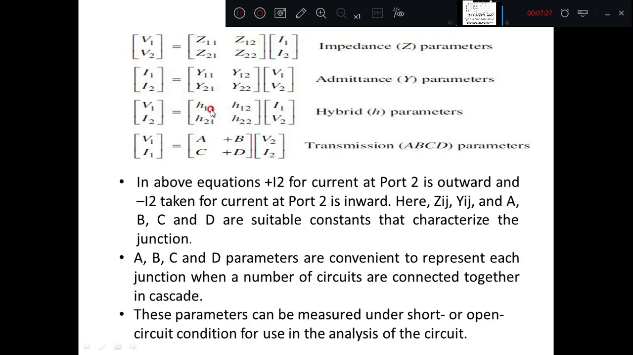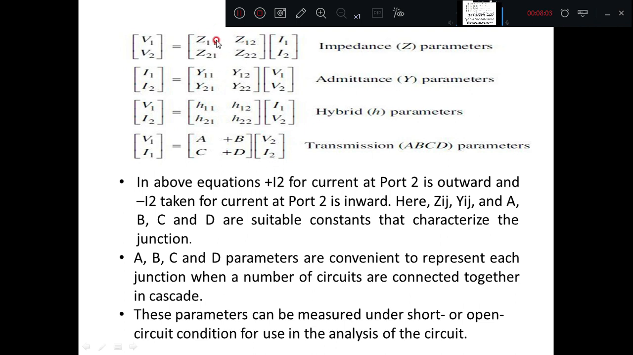So here we have how the input voltage, output voltage, and currents are defined in terms of the impedance Z parameters. The voltages are defined in terms of the impedance parameters as well as the currents. So P1 and I1 are the voltage and current at port 1, P2 and I2 are the voltage and current at port 2, and these are the Z parameters.